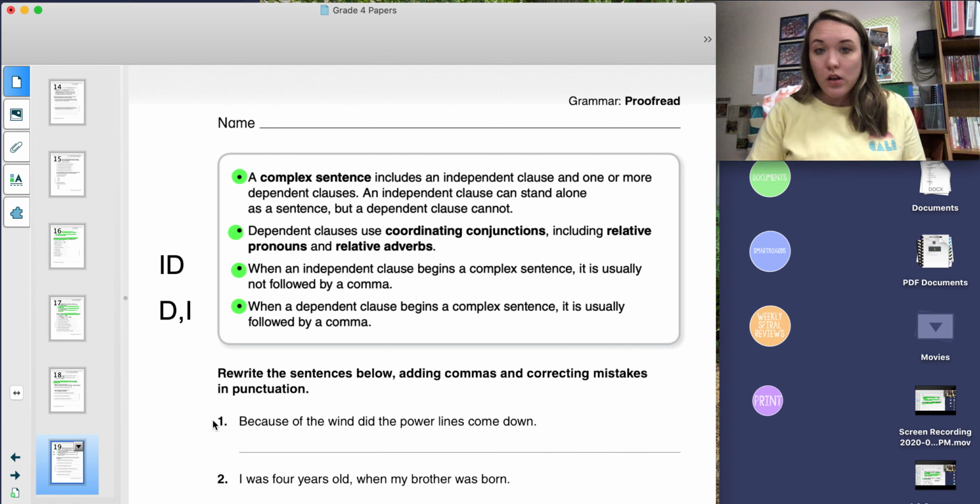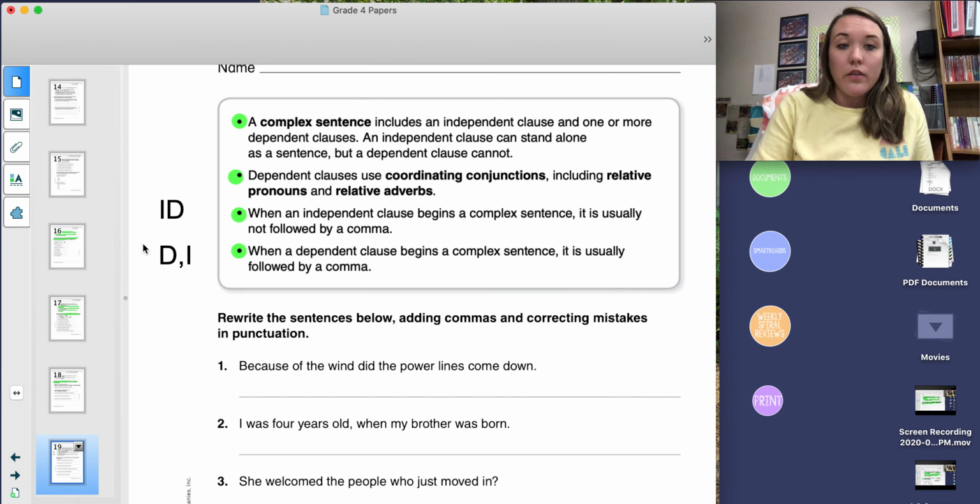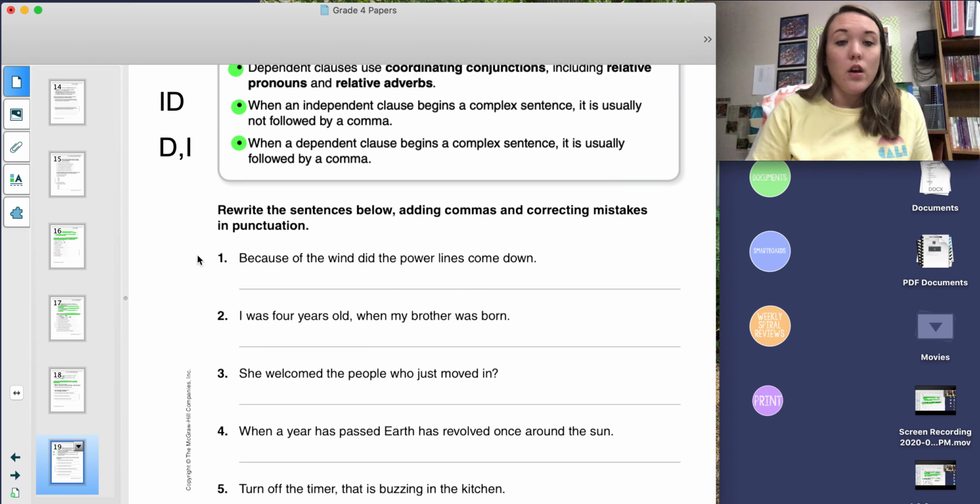Your last page, as always, is a proofreading page. The box at the top reminds us of all the directions and rules from the previous 3 pages. And then I also threw on here these abbreviations again. They really help me. ID sentences, no comma. DI sentences, you do need a comma. You're going to rewrite the sentences below, adding commas and correcting mistakes in punctuation.